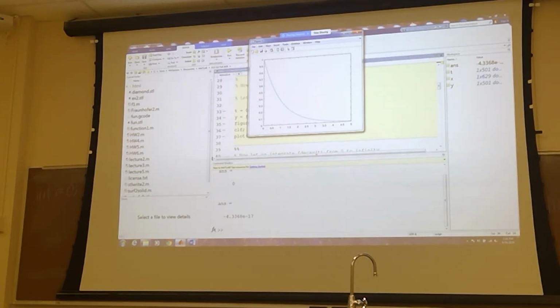And now, I want to find the integral under the area of this curve, from 0 to infinity. Ooh, numerically up to infinity. Do I have to keep calculating things for an infinite amount of time? Answer is no, I can get MATLAB to do this.